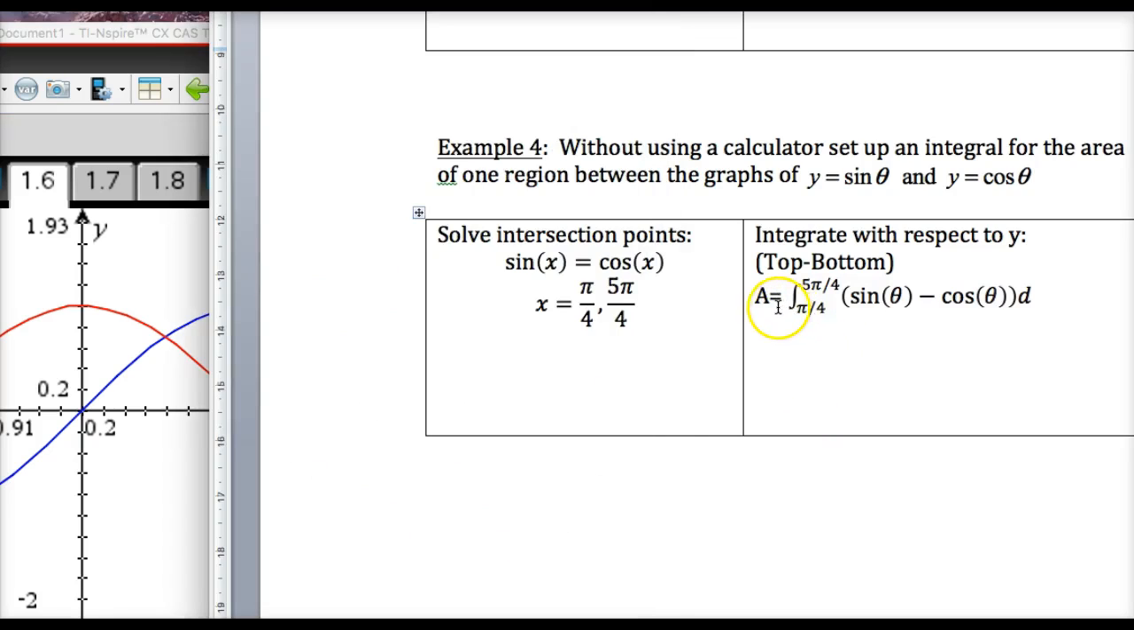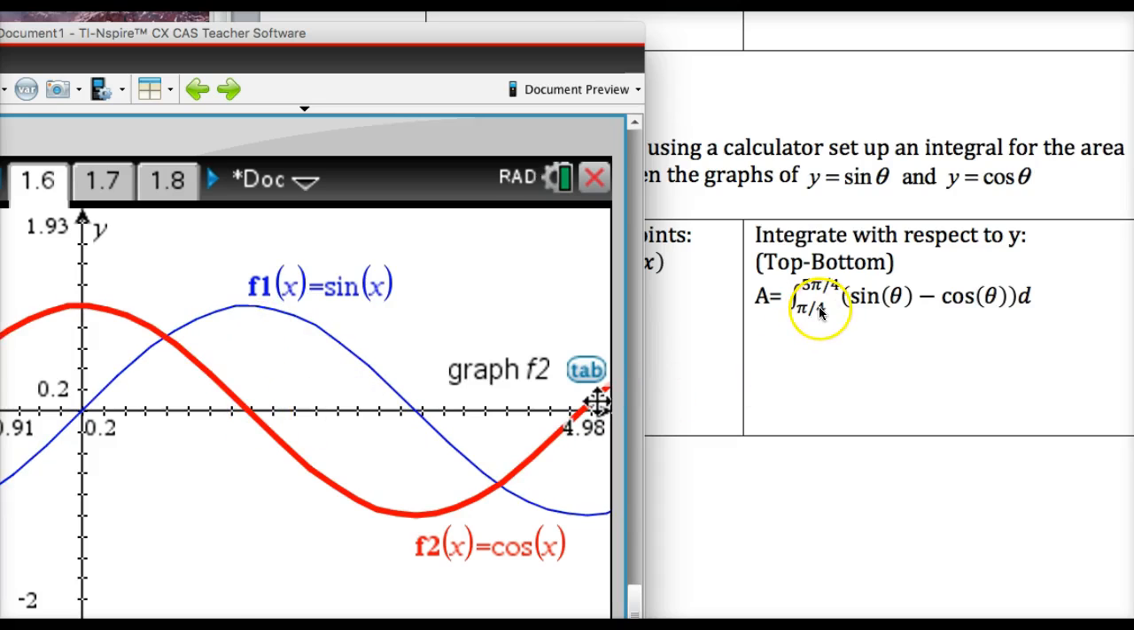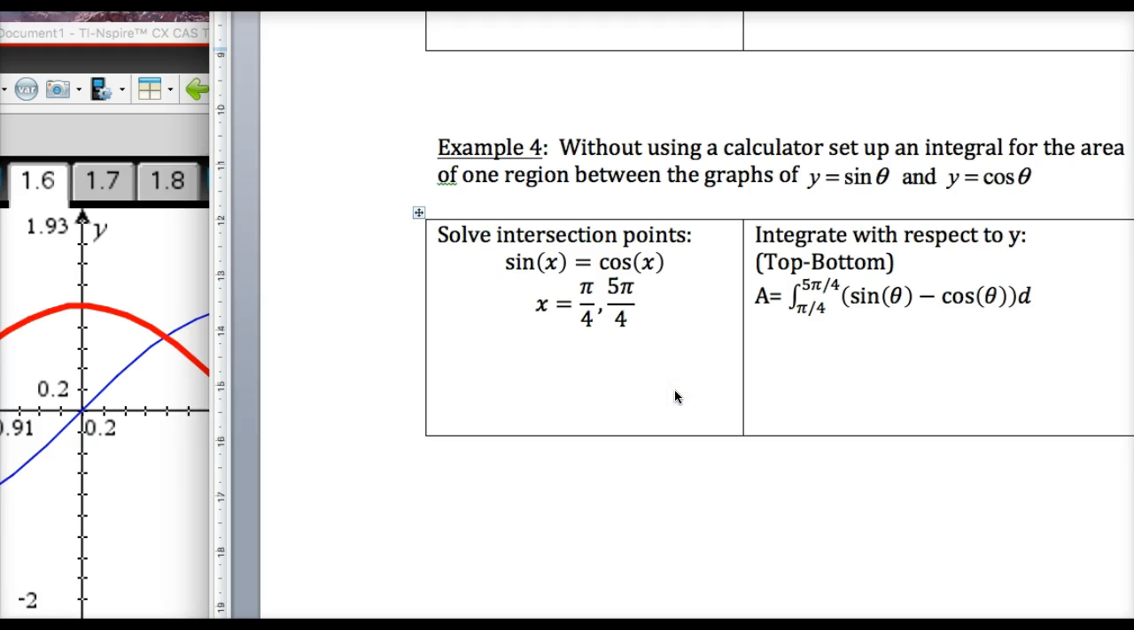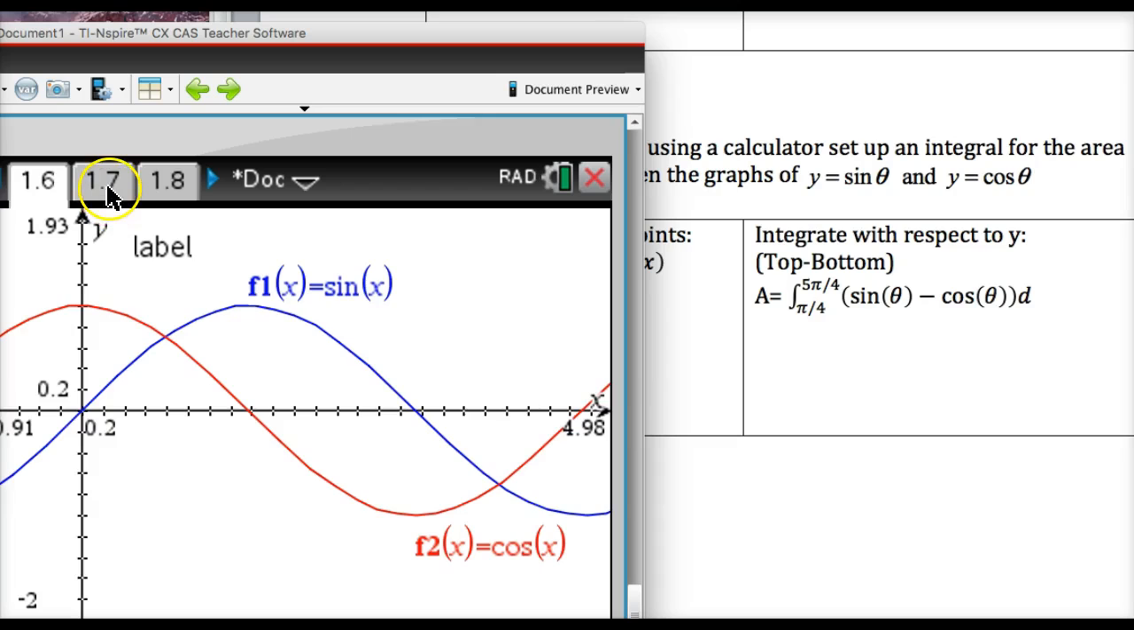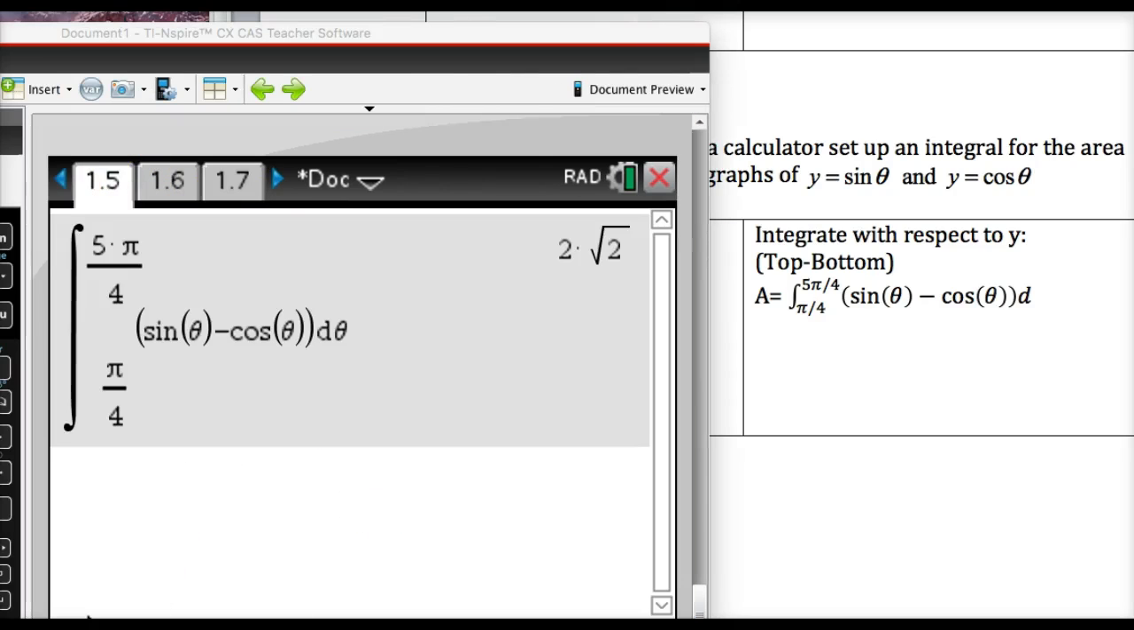So then the area is going to be pi over 4 to 5 pi over 4, top minus the bottom. Now if I look at this, that is the sine, that is the cosine. If I made a mistake here, I could do the absolute value of this if you wish. All right, and so that's the setup. That's what you end up getting. I think I do have an answer here for you too. Nope, I lost it. And I found it, and it turns out to be 2 square root of 2. You can do this one by hand, or you can do this one with your calculator.